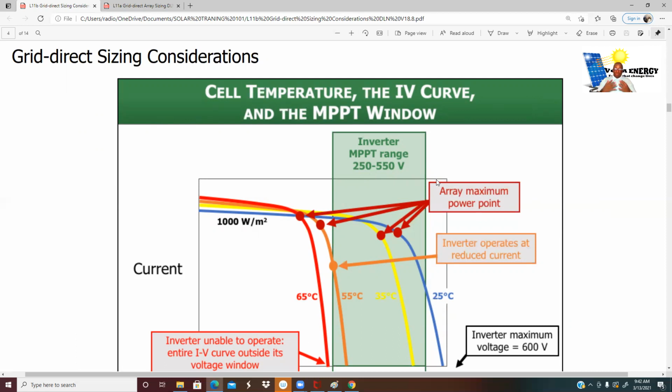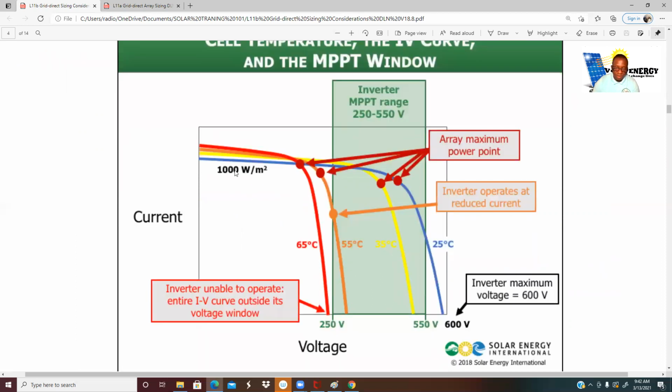The array maximum point. What is the array? The array is the PV module, the solar panel. Those are your arrays. The array maximum power point, 1,000 watts, they have that. This is very important. You want to look at your PV module. It will tell you the maximum power point on the label behind the module, or if you check the data sheet, every manufacturer has a data sheet, it tells you the maximum power point, MPP, of that module.